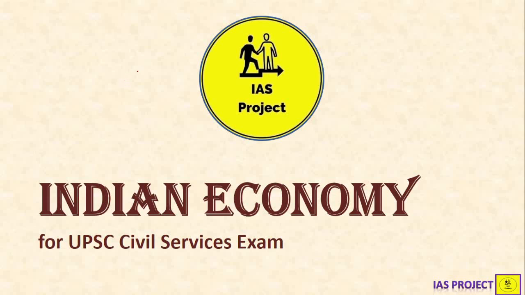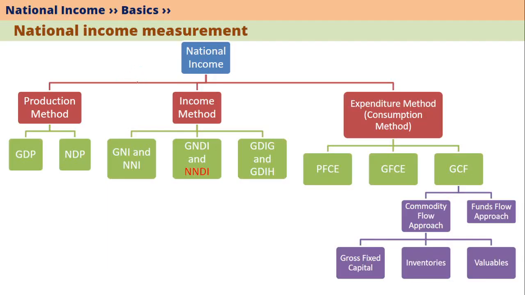Welcome to IAS Project. We are continuing with lectures on Indian economy for UPSC Civil Services Exam. We have talked about national income. We have seen that there are three methods that are used to measure national income. The first one is production method, the second one is income method, and the third one is expenditure method. Expenditure method is also called as consumption method.